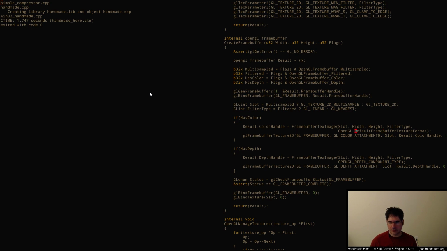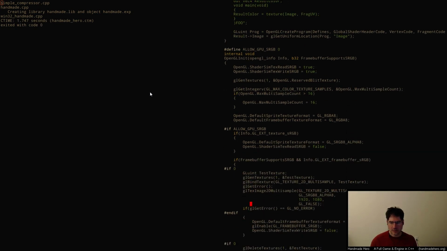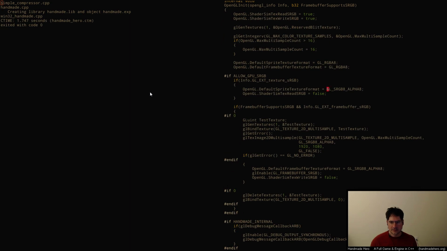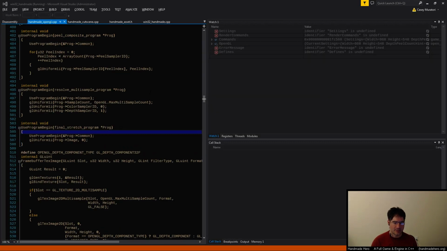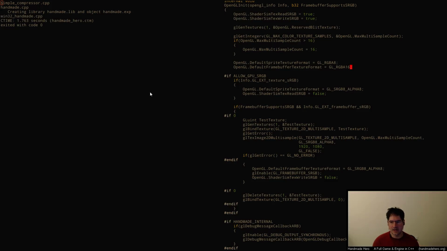So this right here, OpenGL default frame buffer texture format, in init we set it to RGBA8, and then if we allow, we set it to sRGB alpha 8. So what we can do here, if we want to, is try setting this to an actual higher depth, some kind of a deeper frame buffer, to see what happens to the banding. And I don't see any improvement to the banding there.